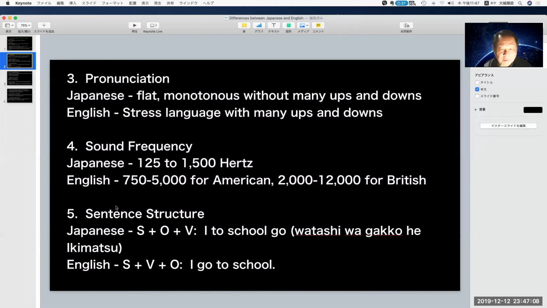Now, the fifth difference is sentence structure. Japanese consists of subject, object, verb. For example, in English, I go to school, subject, verb, object, right? But if I say in Japanese, I to school go. 私は学校へ行きます。I to school go. You can see the great difference. Go always comes at the end of the sentence. I will cover it later.